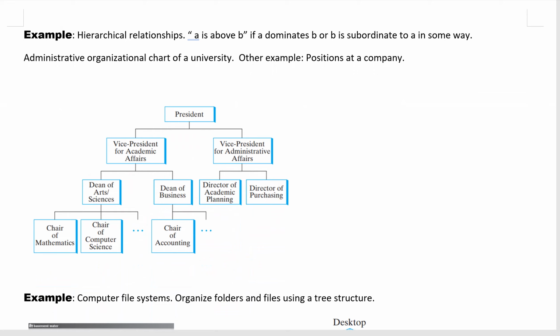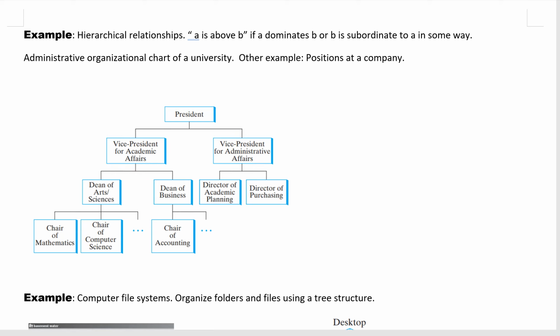Hierarchical relationships. A is above B if A dominates B, or B is subordinate to A in some way. For example, we have the administrative organizational chart of a university. For other examples, we can consider positions at a company. So we have the president, that's the root. Next we have the vice president for academic affairs, and also the vice president for administrative affairs. This is just one example.